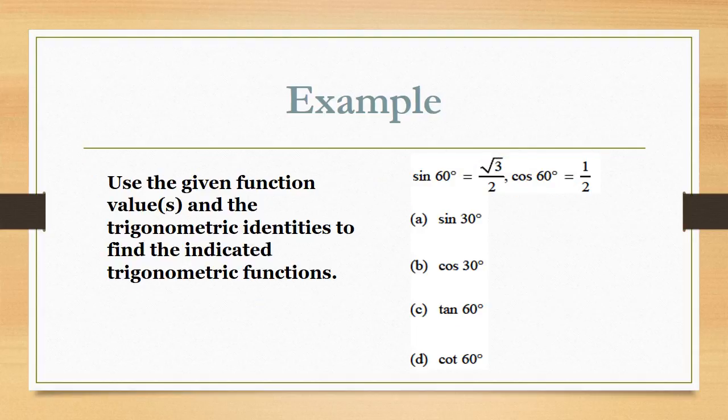All right, use the given function values and the trigonometric identities to find the indicated trig functions. And these are all special angles, so you should know these anyway. But what they want you to do here is actually use the fact that tangent is sine over cosine and the reciprocals and all of those. So give this a try, pause the recording, and resume to check your answer.